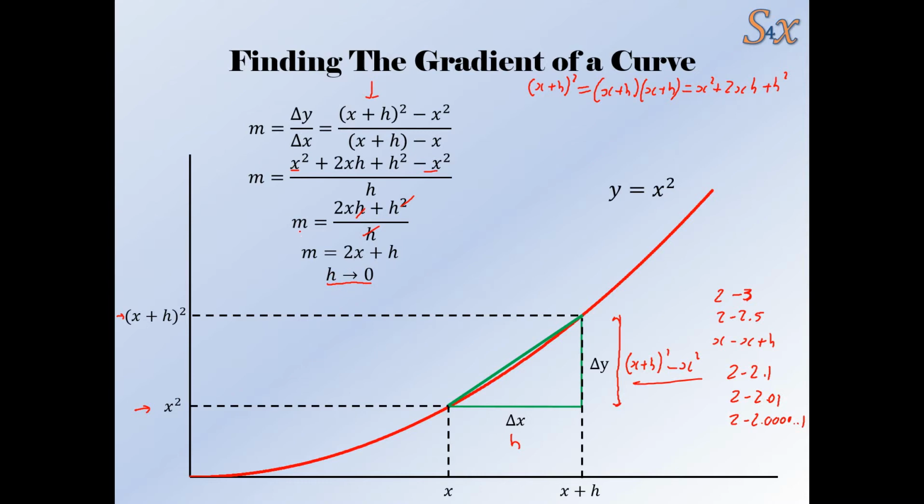Why can't it be exactly 0? The reason it can't be exactly 0 is because of this h here. See, it's on the bottom of a fraction. If we have h equals 0 on the bottom of a fraction, we get into all sorts of problems, okay? So it has to be just very nearly 0, not exactly 0.